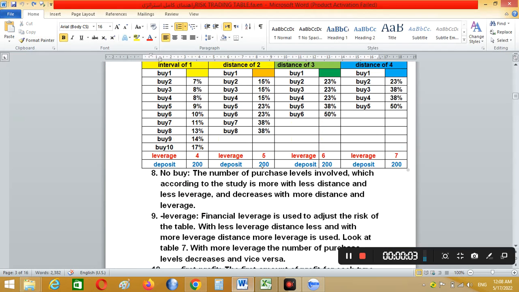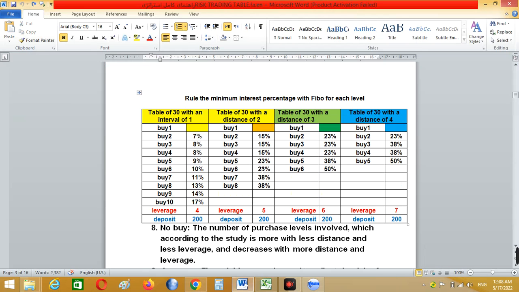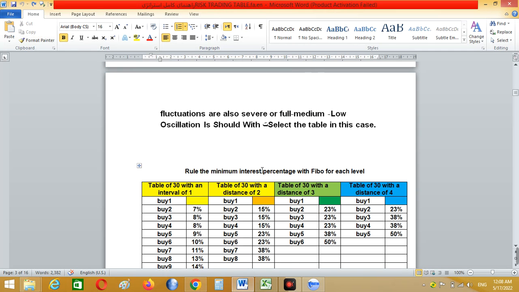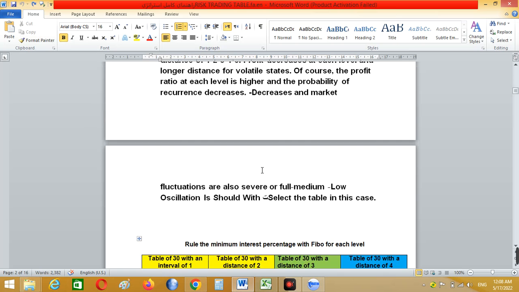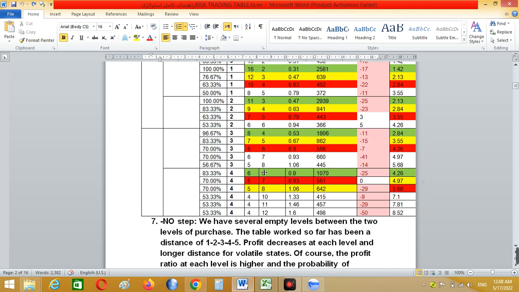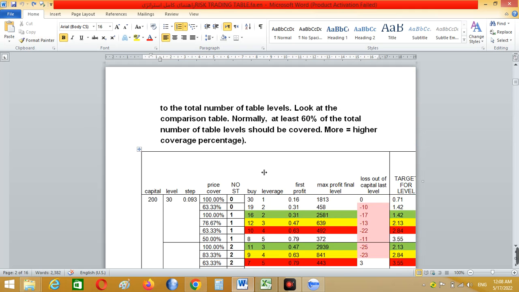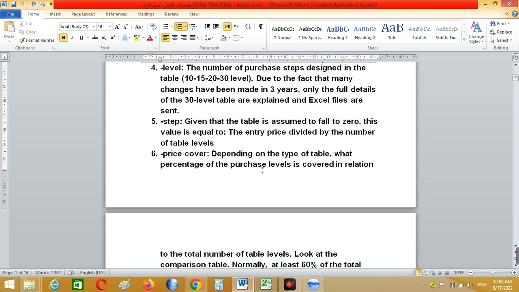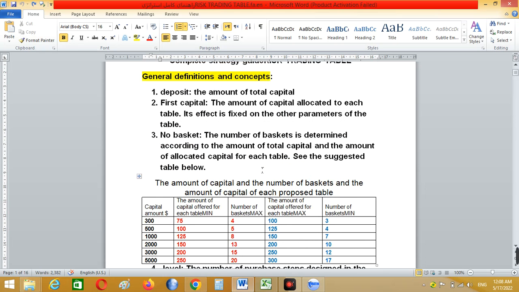In this section of the trading table, I want to show you the rules of using my table. Before defining my rules, we need to define some definitions which are available in my table. Just briefly, I will spell them and show you in the Excel file.